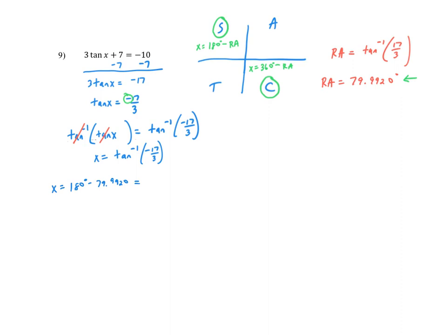180 degrees minus our reference angle is 100.01 degrees to the nearest hundredth. Our next solution, 360 degrees minus the reference angle, is 280.01 degrees to the nearest hundredth.